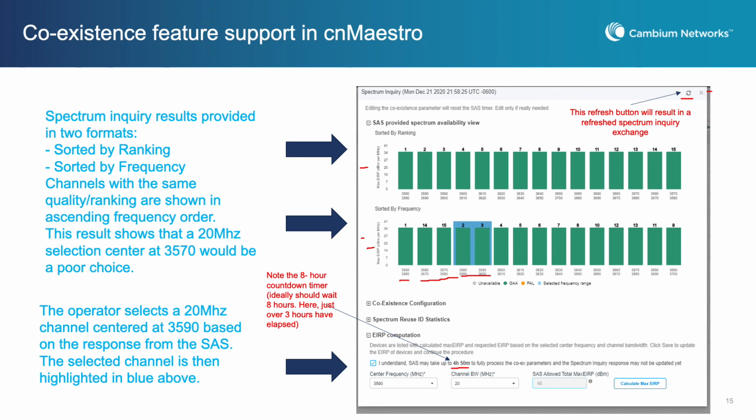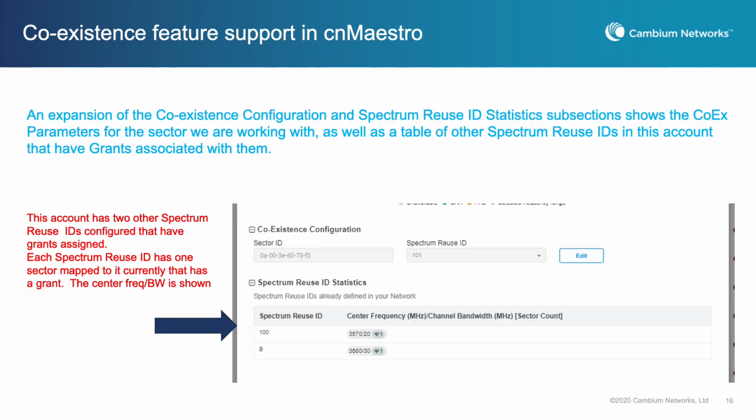Looking more closely at the center area of this pop-up, we can expand the Coexistence configuration section to see the sector ID and reuse ID we were working with. And then the Spectrum Reuse ID statistics table shows how many other Spectrum Reuse IDs in this account have grants associated with them. In this example here, we have 2 reuse IDs in this account that currently have grants, and the center frequencies and bandwidths are shown here.